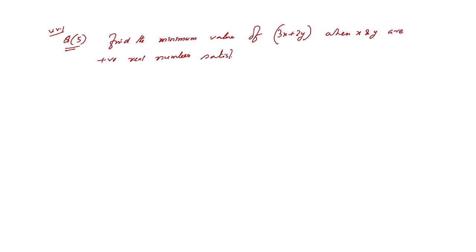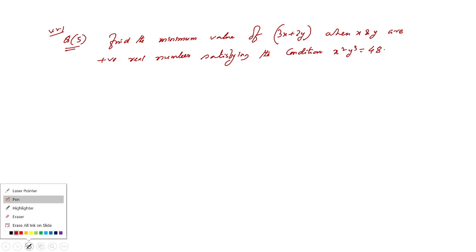So find the minimum value of 3x plus 2y when x and y are positive real numbers, satisfying the condition x square y cube equals to 48. So now how to solve this kind of problem?